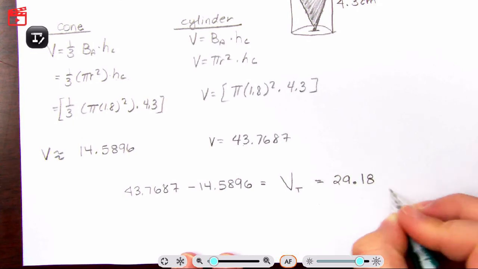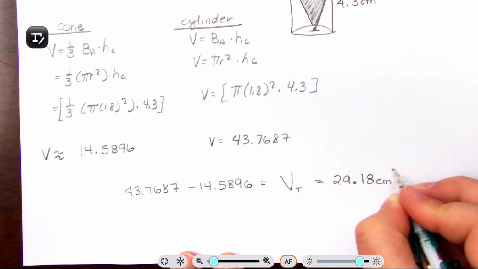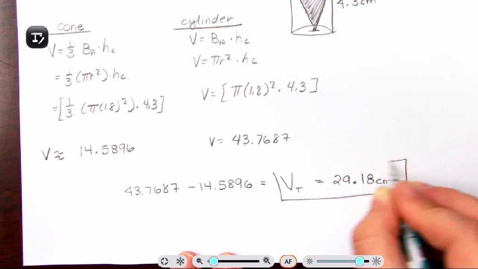What are our units of measure? Centimeters. What are we trying to find out? Volume. Volume is cubed.